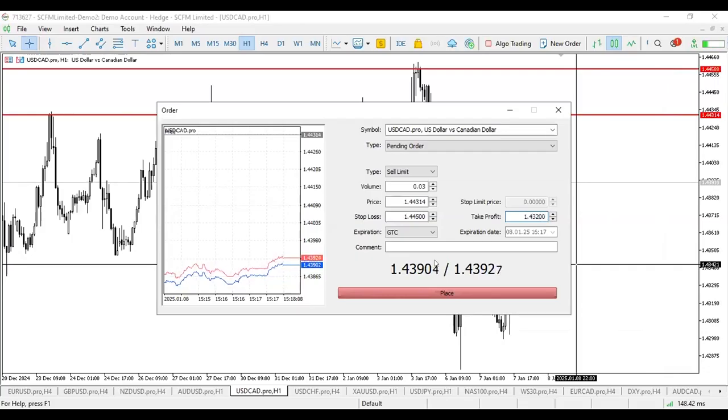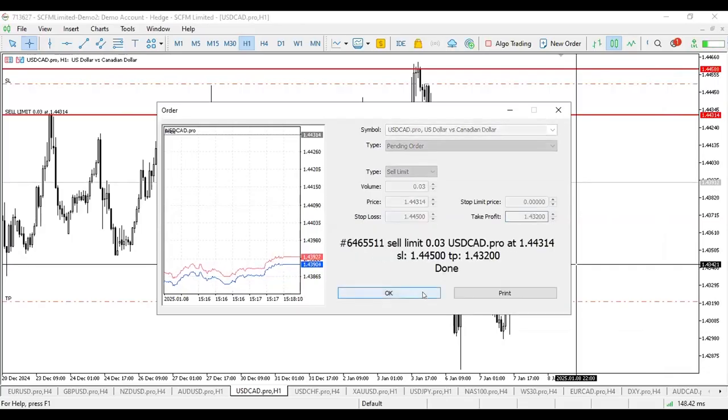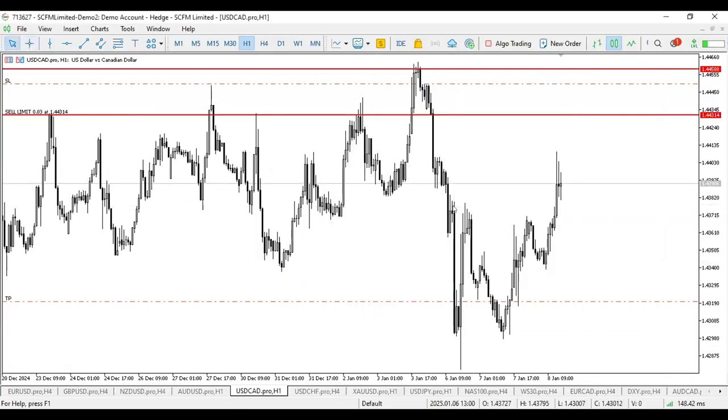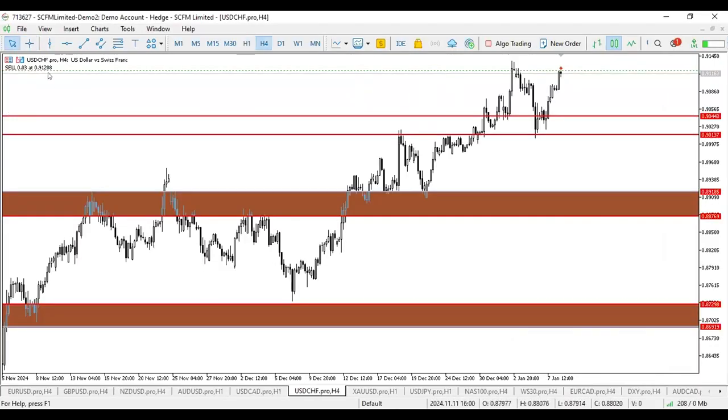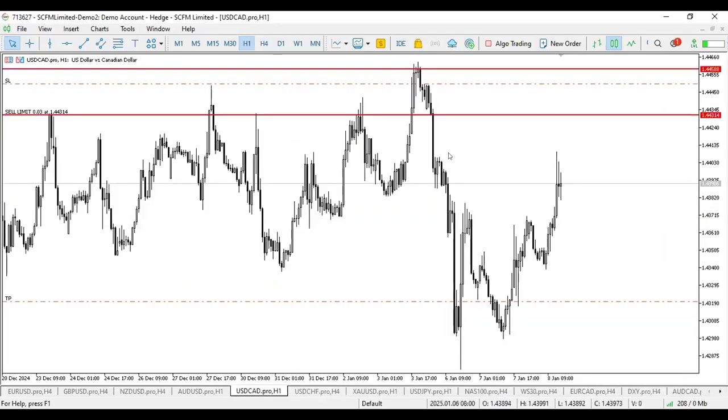1.43200, like that. Then place. It tells you the order number, then sell limit USD CAD at the price, then you have a stop loss, take profit, then done. So when price, you can see here it is a sell limit. Here, this one was a sell. This is a market execution order. This one is a pending order.